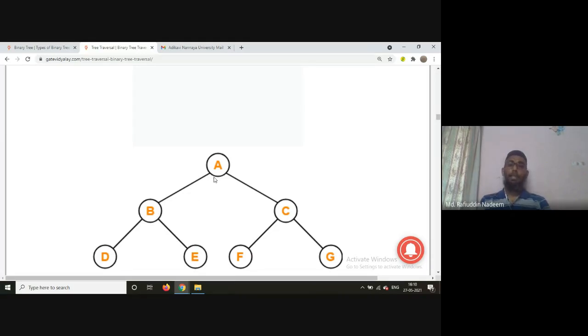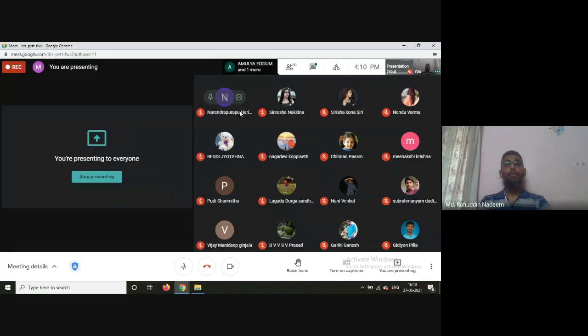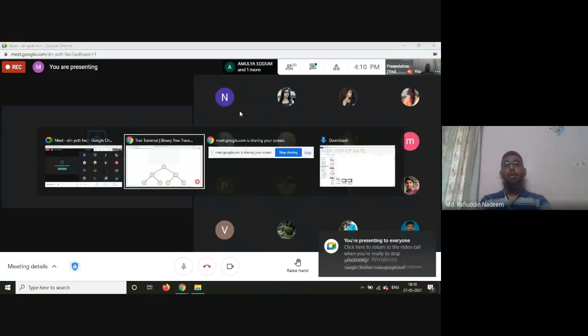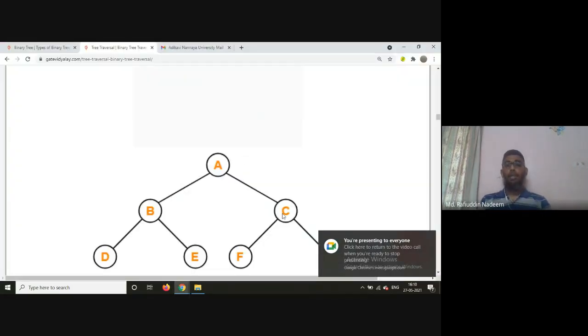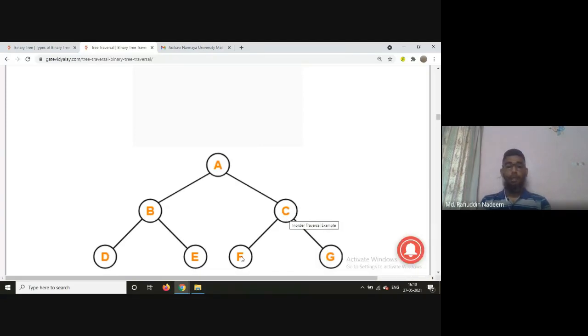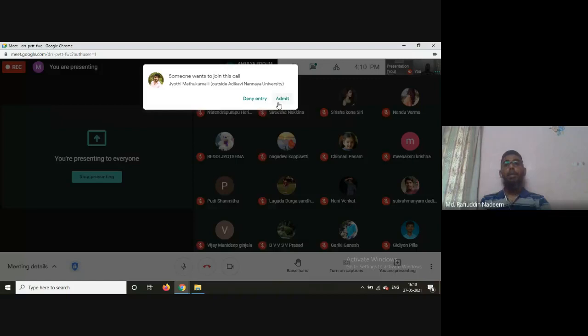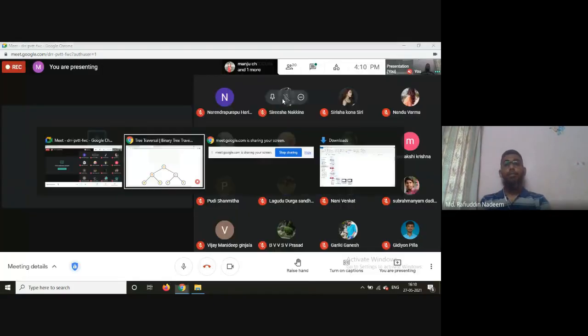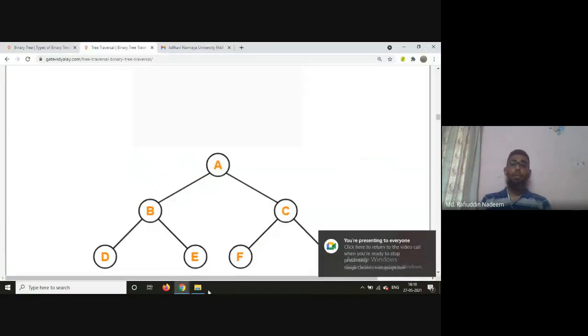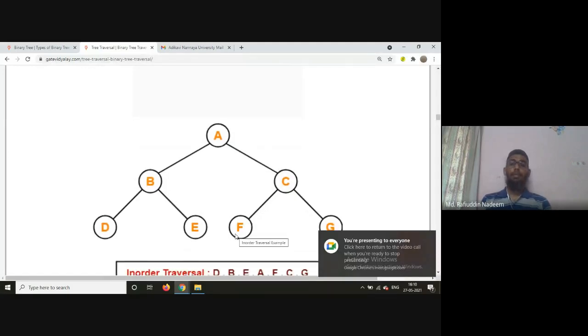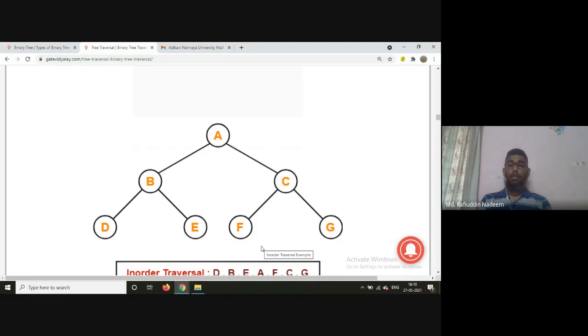Then you come to A. For A the left side is completed. Now you are visiting A. Then after that you come to C. For C again you have a left, so go to the left, to F. There is no left subtree, then you visit F. Then there is no right.